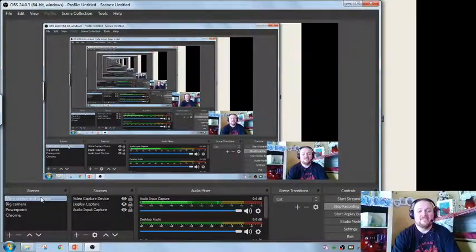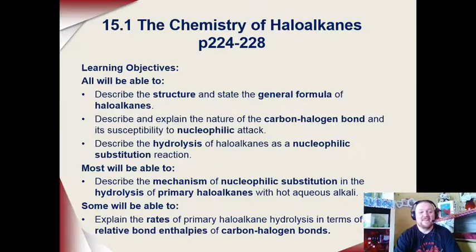Today we're going to be talking about the chemistry of haloalkanes. If you have a look in your textbooks, it's pages 224 to 228. We're going to be talking about how we identify them, their general formula, and their structure.